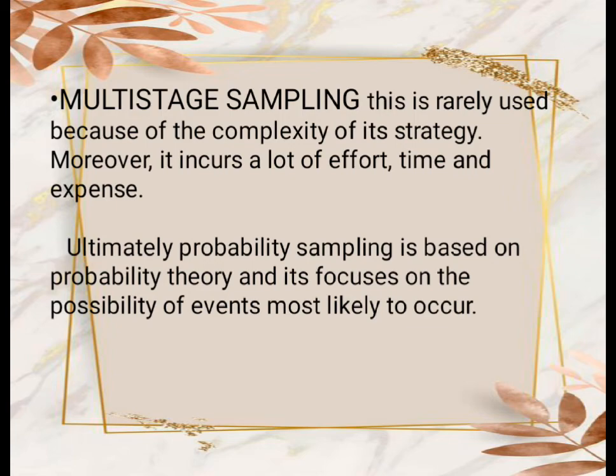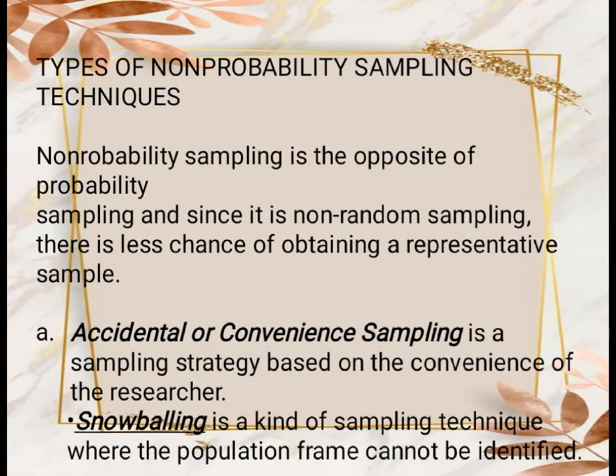Kerlinger says that it is unlikely to be a biased sample, that it is representative of the population since it uses the probability principle of randomness, and that every element has an equal chance of being selected. Consequently, sampling error can be estimated with a probability sample, it being the difference between the sample value and the population value. Types of non-probability sampling techniques.